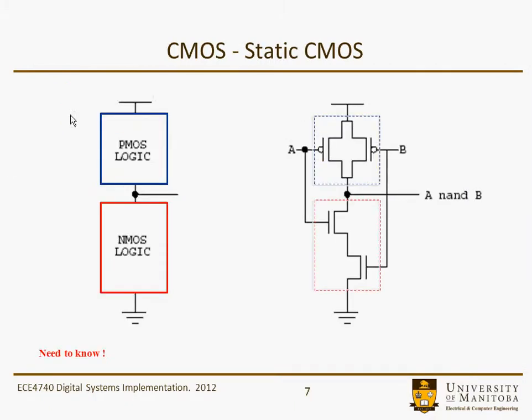So here's the static CMOS. This is in the need-to-know category. This is our NMOS logic block, our PMOS logic block. They're complementary to one another, and that's our 2-input NAND gate there. So that transistor-level representation of the simple gates you should all know quite well.